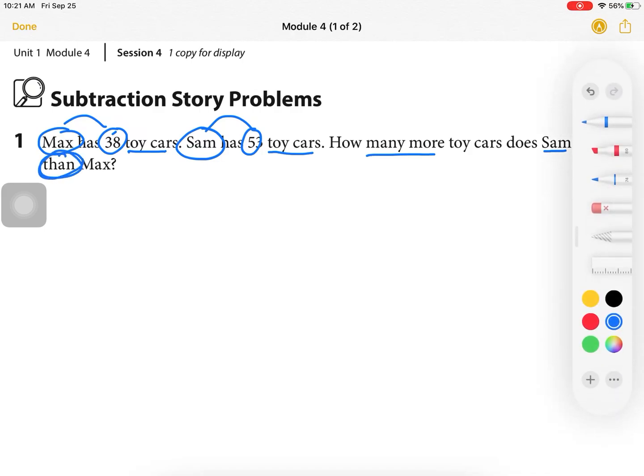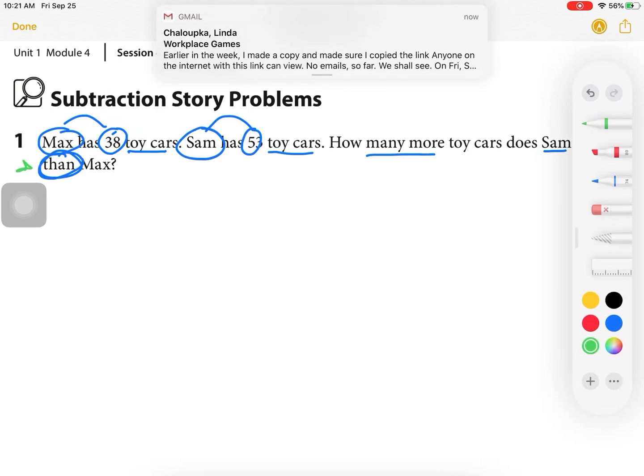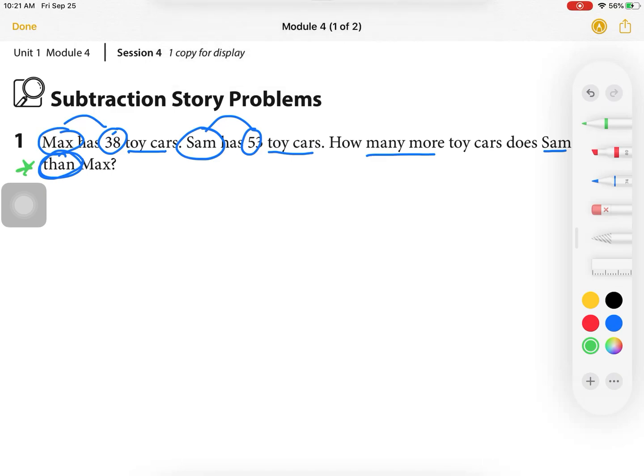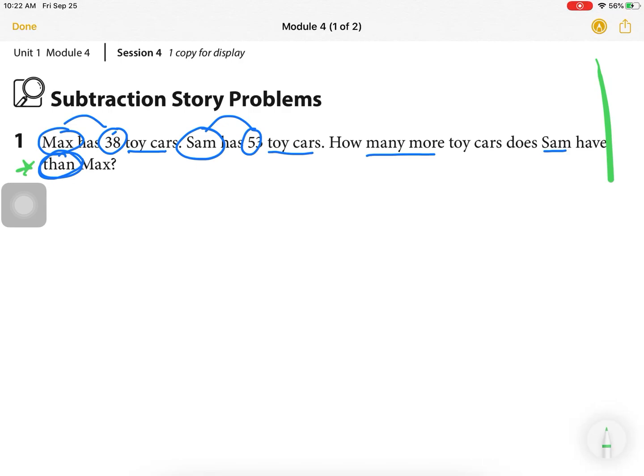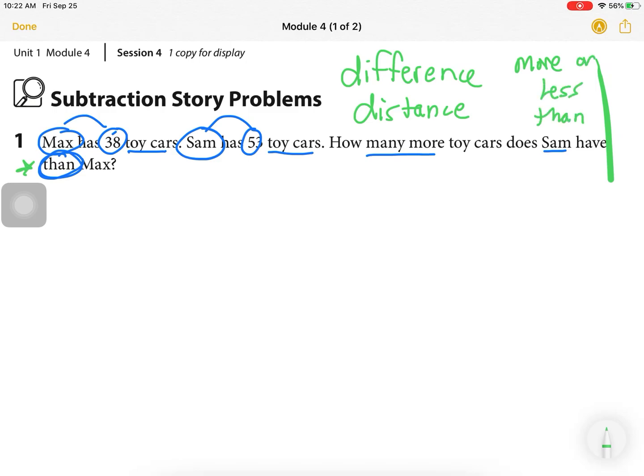And I'm just going to put a little green star by that word "than," because that tells me that this story problem is a difference or a distance problem. So usually with subtraction, we're dealing with a difference or a distance sometimes. And we like to use the words "more" or "less than." And that tells us right away as a reader that we're comparing two numbers together.